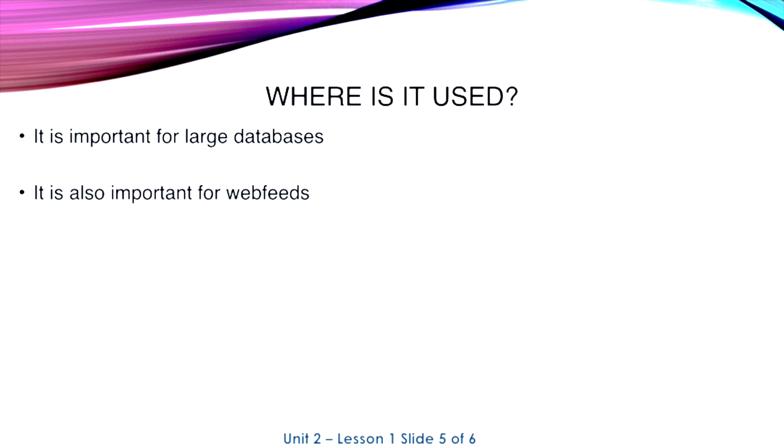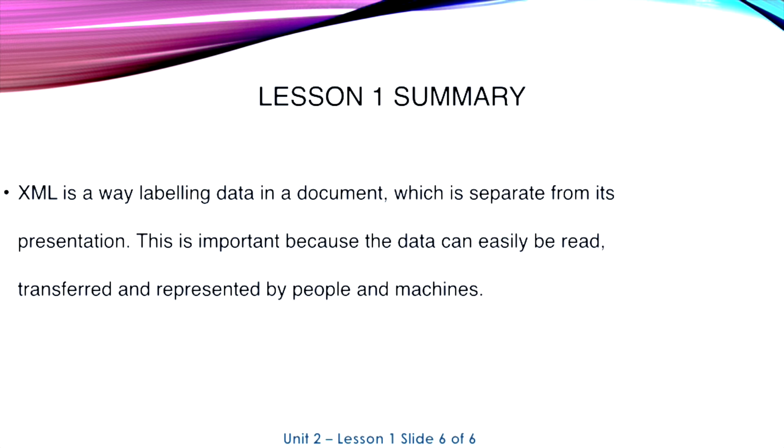So, at this stage, you'll be able to talk about XML, how XML code operates and why it is important. To summarize, XML is a way of labeling data in a document which is separate from its presentation. This is important because the data can easily be read, transferred and represented by people and machines. Well done! You've completed the first lesson.